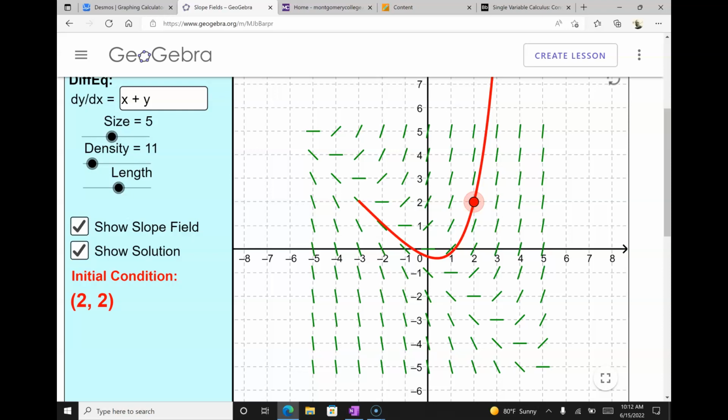So practice anything in 7.3 up to number 31. Do the process, right? Get the slope field, initial condition, general solution, initial solution, check on Desmos. There could be a couple that are pretty tricky, but let's see what happens.